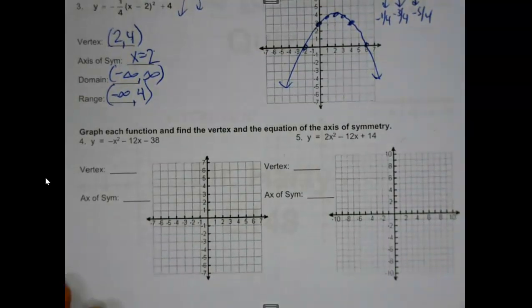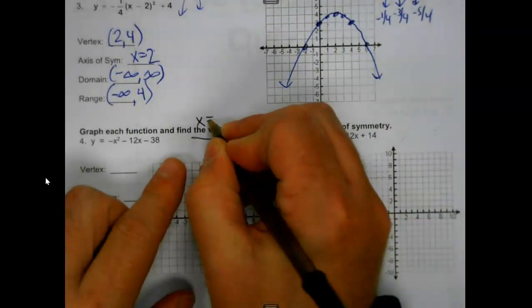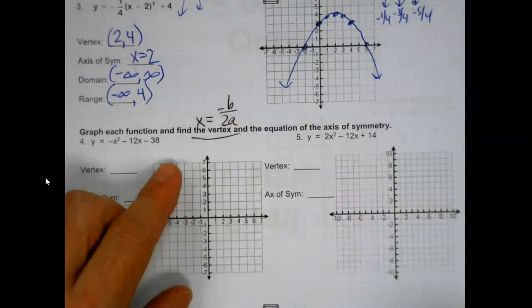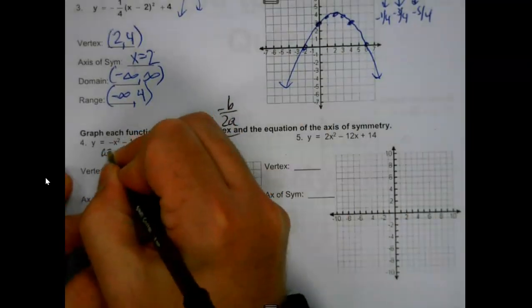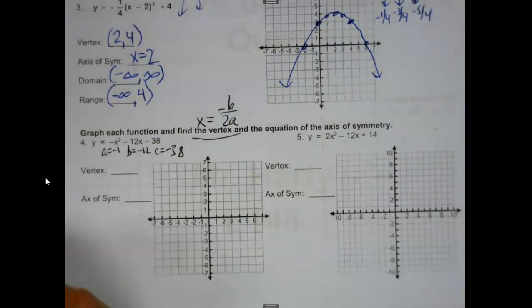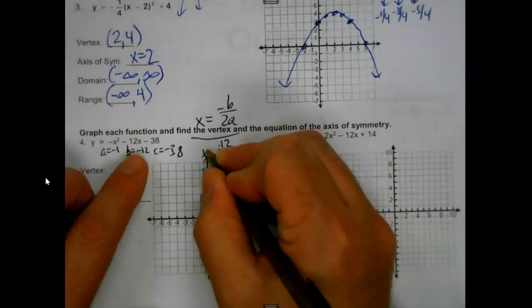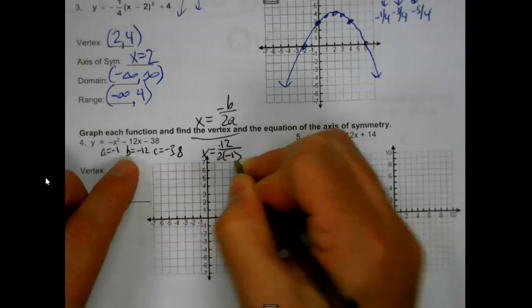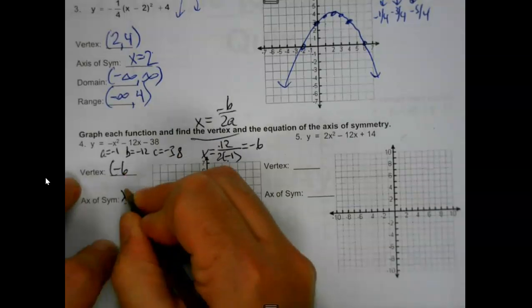Okay. Graph the function, find the vertex. Now we're in standard form. Here's the one with the most work. You've got to remember your opposite of B over 2A. Otherwise, you're going to have to hope you get lucky and can find the vertex in your chart, and that's not going to happen every time. So A is -1, B is -12, C is -38. So we got the opposite of B over 2A. 12 divided by -2 is -6.